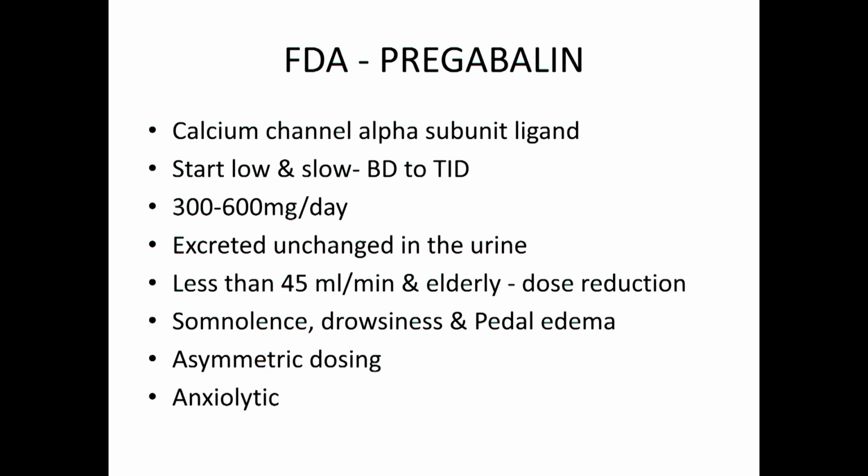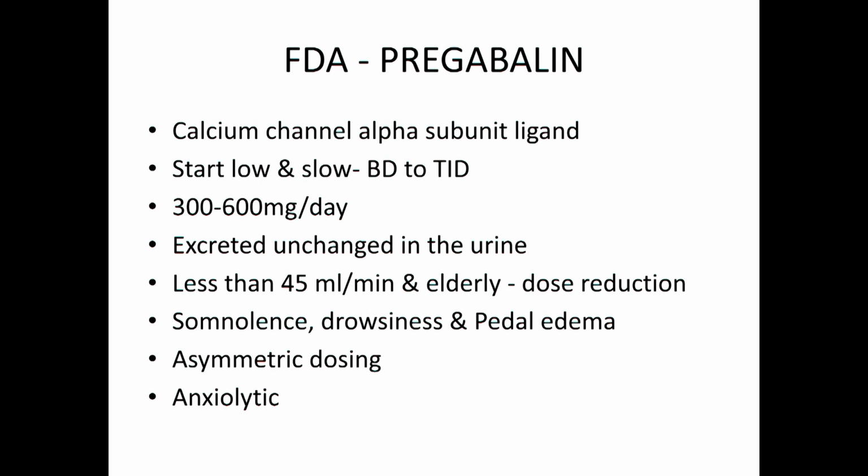Now coming to the pharmacotherapy, there are very few drugs which are available to treat this painful neuropathy. One such agent is pregabalin, which acts on the calcium channel alpha subunit ligand. The dictum is we need to start slow and low. Start with a BD dose, then we can up-titrate to a TDS dose. Of course, 300 to 600 milligram is the maximum tolerable dose which we can go for.